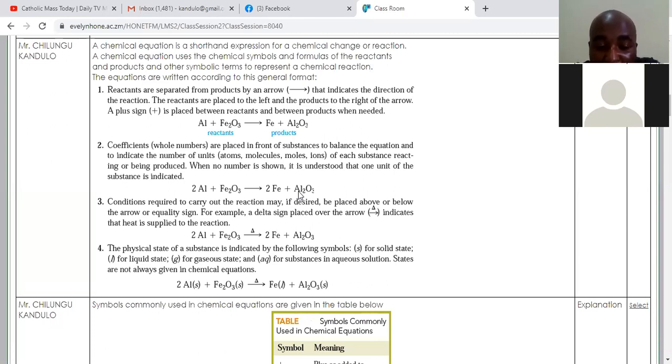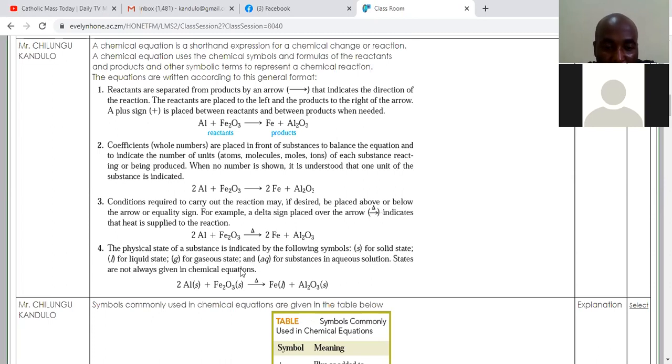Reactions do not just take place, guys. They require certain conditions of temperature. Sometimes for a reaction to take place, you must heat it to a certain temperature. To show that you are heating, you use the delta. Sometimes we also put catalysts on top to show they're not part of the reaction, they're just rearranging the atoms. So the delta means heat is added to the reaction.